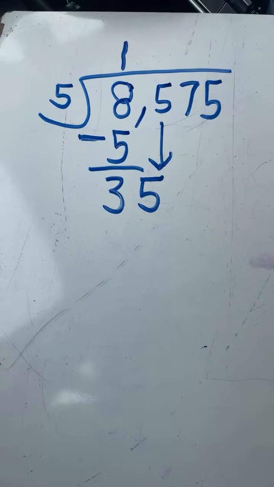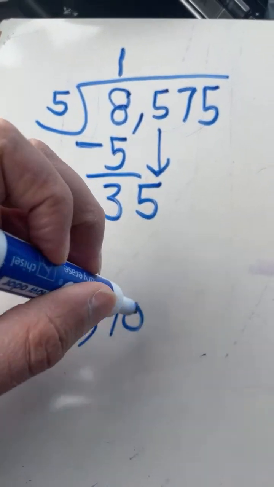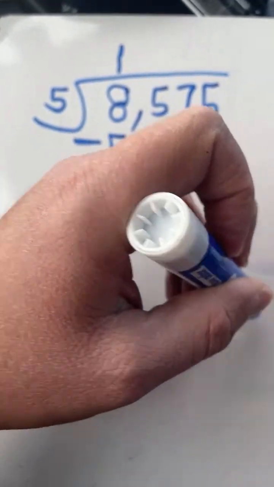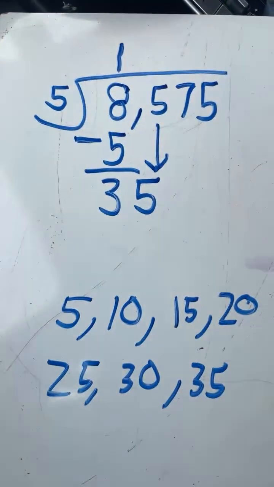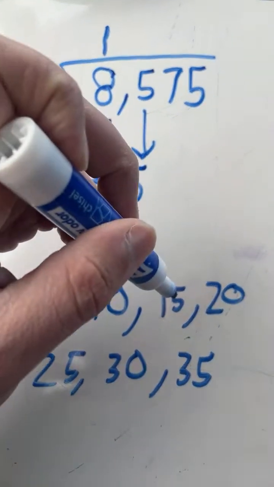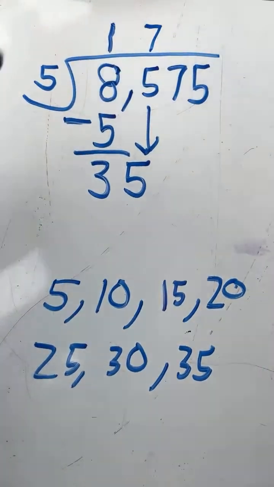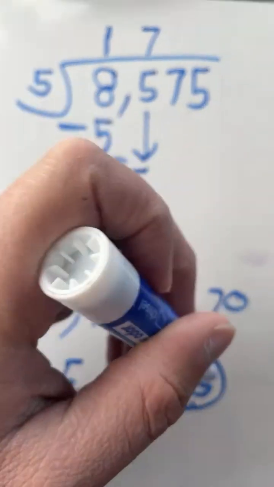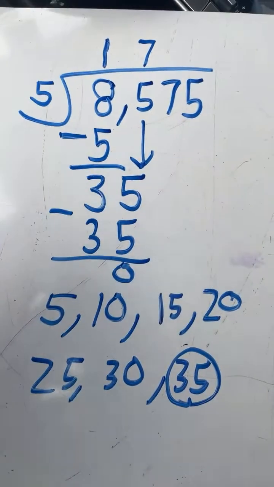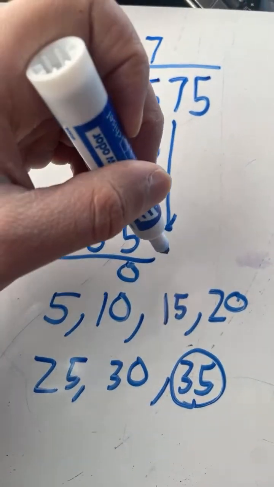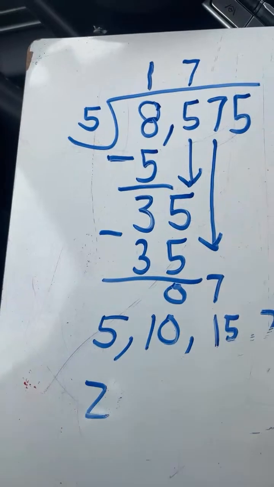So now we're going to see how many groups of 5 go into 35. 5, 10, 15, 20, 25, 30, 35. So I was able to get 1, 2, 3, 4, 5, 6, 7 groups of 5 within 35. And 35 was the last number that we skip counted, so that's what we subtract. 35 minus 35 equals 0. Now we're bringing down the 7, so I got to figure out how many groups of 5 go into 7. That's what's next.